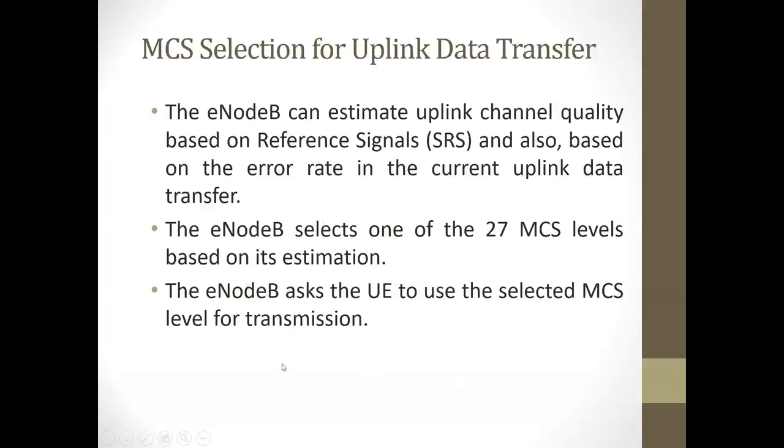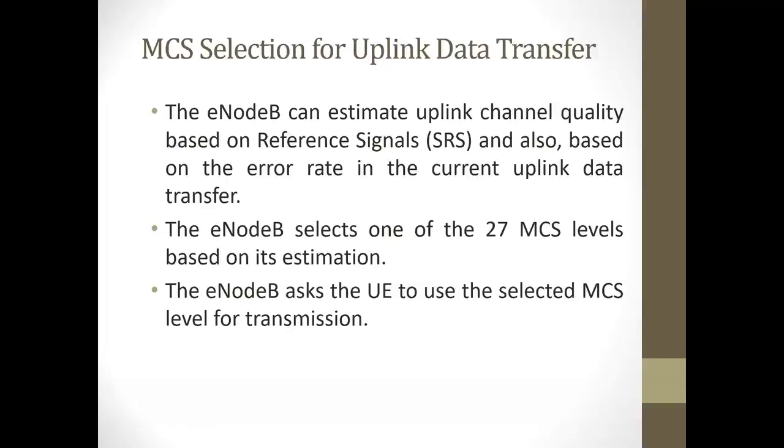So the eNodeB will decide the MCS level. But in the uplink transfer, it is the UE who will use it. In the case of transmission, the guy who transmits uses the particular MCS level. So you have to negotiate a particular MCS, but that MCS will be used at the transmitting end. Now in the uplink, the transmitting end is the UE.